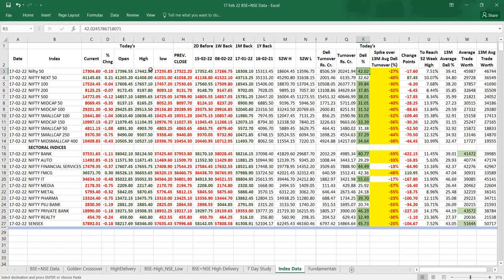Then delivery percentage: today's delivery percentage is 42%. Compared with the last 13 months, there is a drop of 27% in the delivery percentage. I keep a yellow background and a red font color for very low values. When the delivery turnover spike is quite lower than 20%, I mention it in this background. Otherwise, if it is above 20%, it will be in green. Okay, anyway, again there is a comparison with the last 13 months.